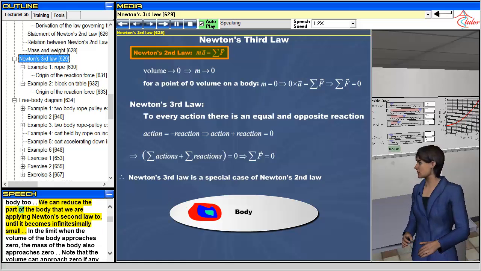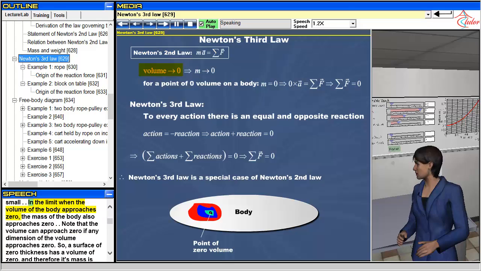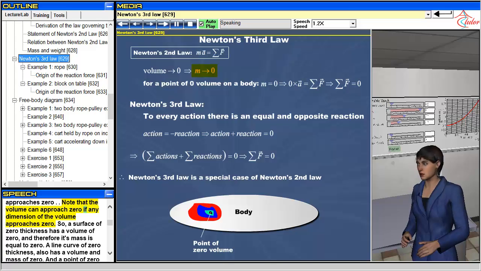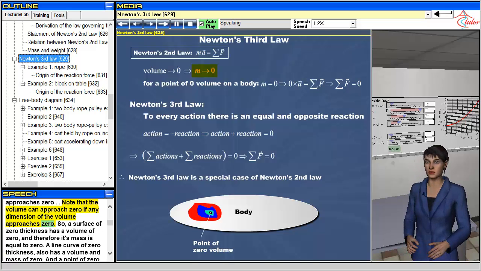We can reduce the part of the body that we are applying Newton's second law to, until it becomes infinitesimally small. In the limit when the volume of the body approaches zero, the mass of the body also approaches zero. Note that the volume can approach zero if any dimension of the volume approaches zero. So, a surface of zero thickness has a volume of zero, and therefore its mass is equal to zero. A line curve of zero thickness also has a volume and mass of zero. And a point of zero size also has a volume and mass of zero.